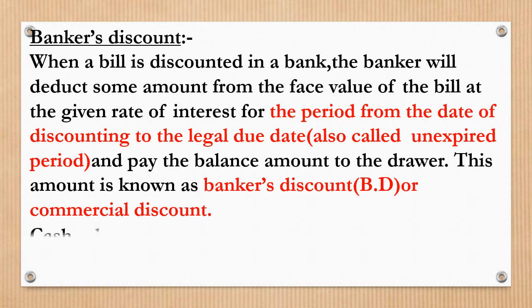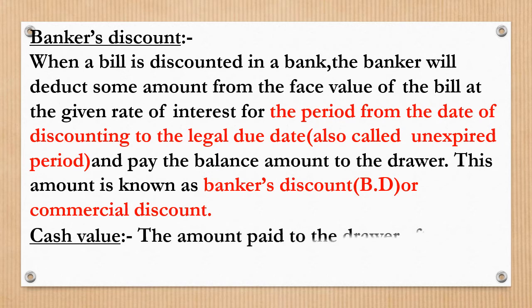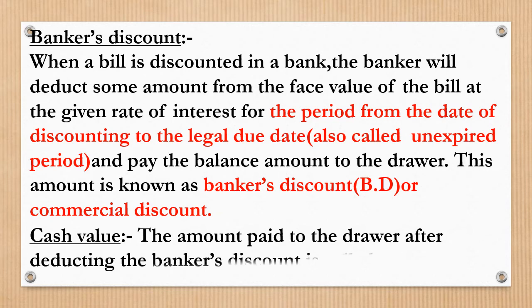Next one is cash value. The amount paid to the drawer after deducting the banker's discount is called cash value. That is, from the face value, the bank will deduct the banker's discount. That is called what? Cash value.